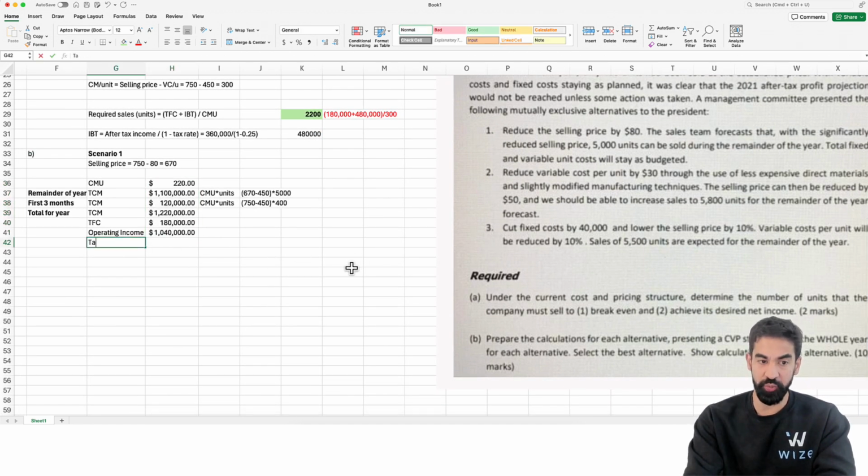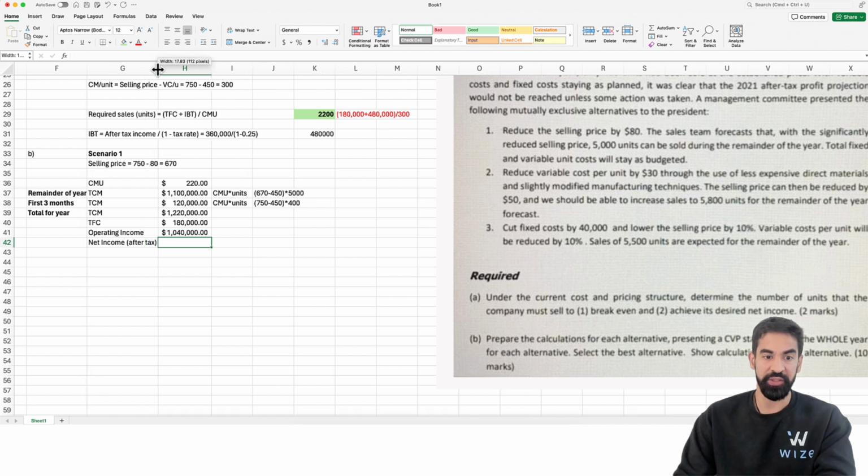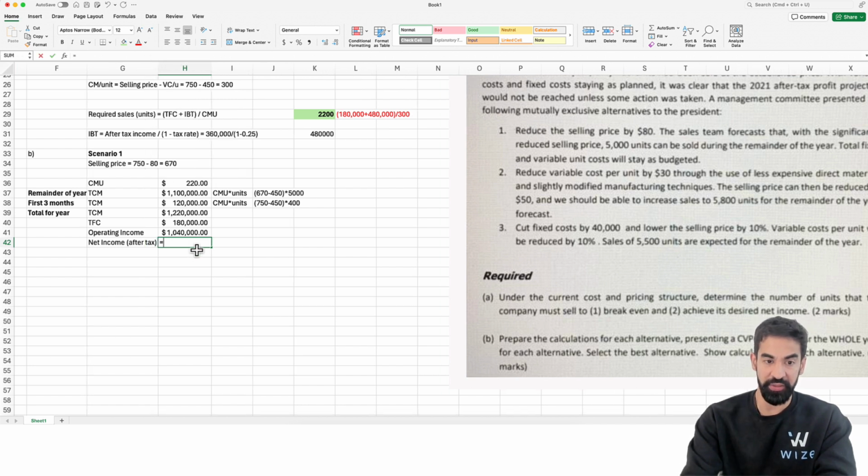What's the after tax income, or the net income after tax? You could just take this number and times it by 75%. Because if they have to pay 20% in tax, that means they are left with 75% after tax. So you can just take this number, times it by 75%. Or you could do this number times 25%, 1,040,000 times 25%, and then minus it. It'll give you the same answer. I'm just trying to save time here. So that's basically it for scenario 1.